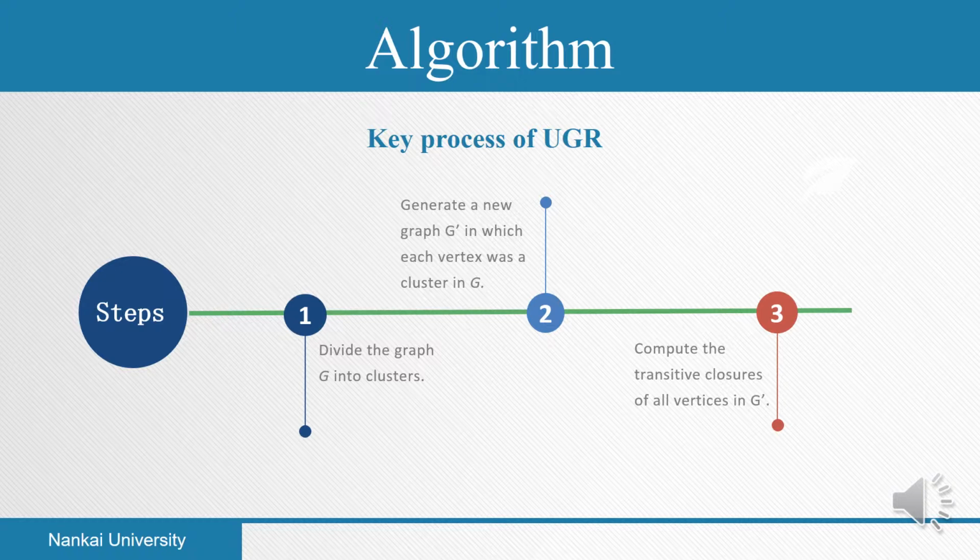Step 1. We divide the graph G into clusters. Step 2. We generate a new graph G' in which each vertex is a cluster in G. Step 3. We compute the transitive closures of all vertices in G'. Next, we will detail each step.